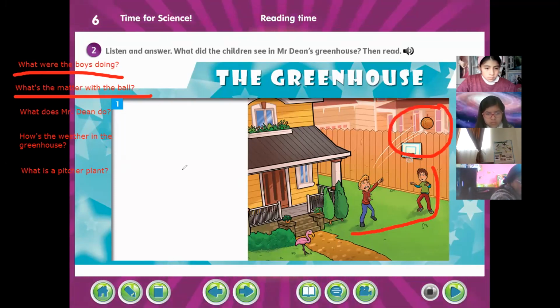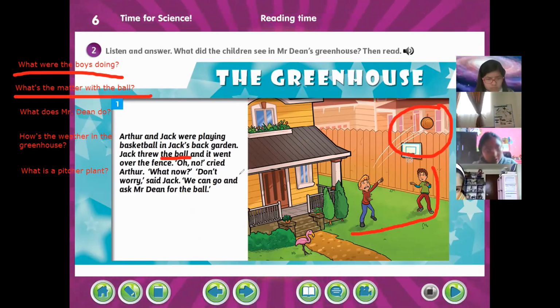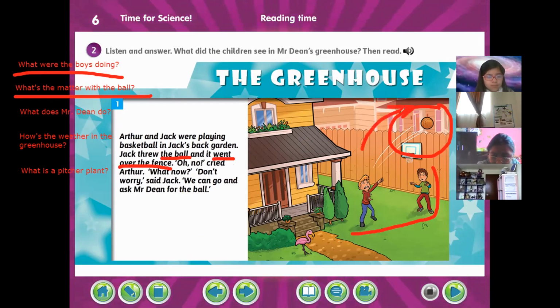It's in the book, my friends. Read. What's the matter with the ball? Tell me, Sebastian, what's the matter? But it's in the book. The idea is in the book, is here. The ball... and it went over the fence. Yes, the ball went over the fence. Went over means cruzó. Se fue por encima de la cerca. The ball went over the fence.